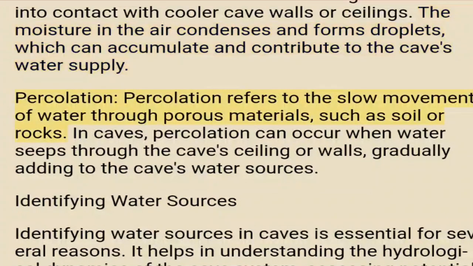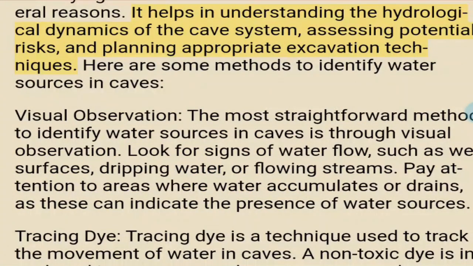Percolation. Percolation refers to the slow movement of water through porous materials, such as soil or rocks. In caves, percolation can occur when water seeps through the cave's ceiling or walls, gradually adding to the cave's water sources. Identifying water sources. Identifying water sources in caves is essential for several reasons. It helps in understanding the hydrological dynamics of the cave system, assessing potential risks, and planning appropriate excavation techniques. Here are some methods to identify water sources in caves.